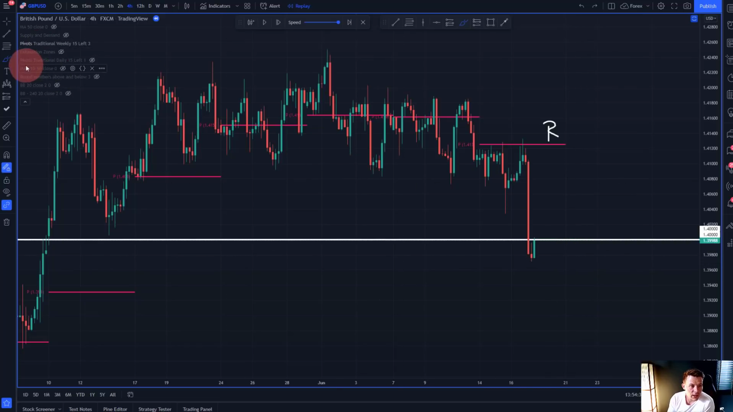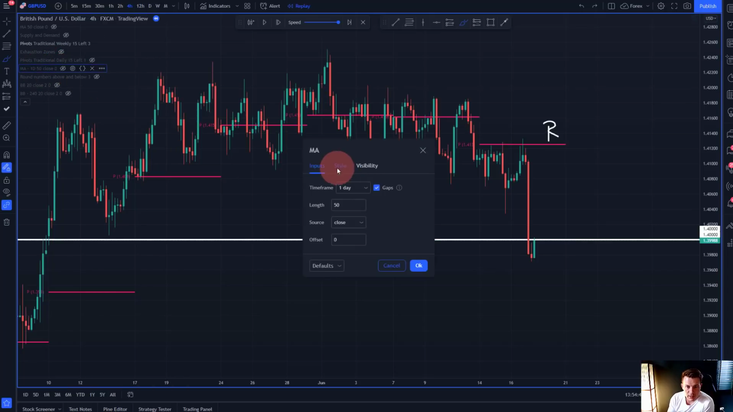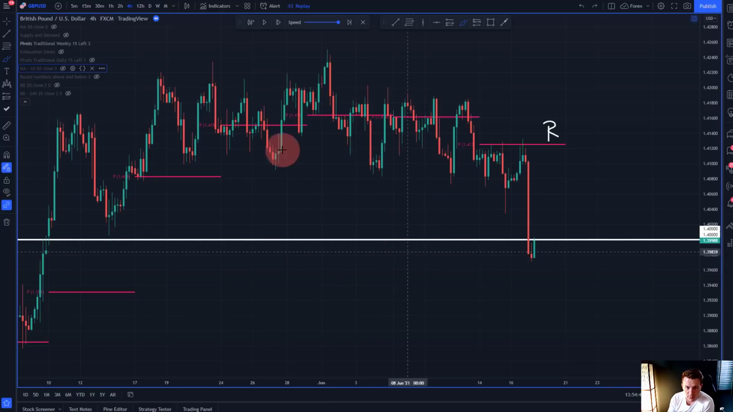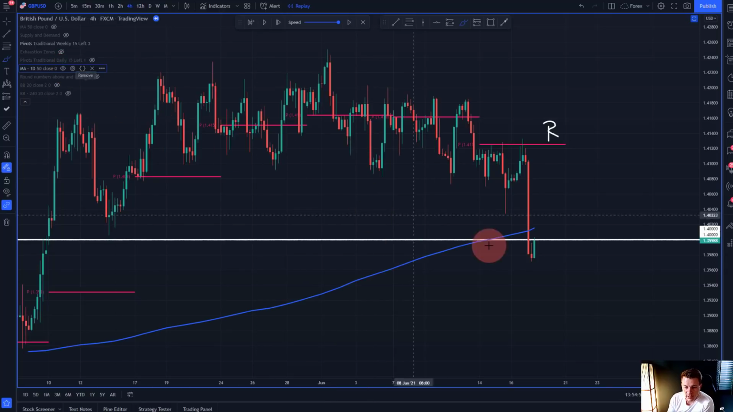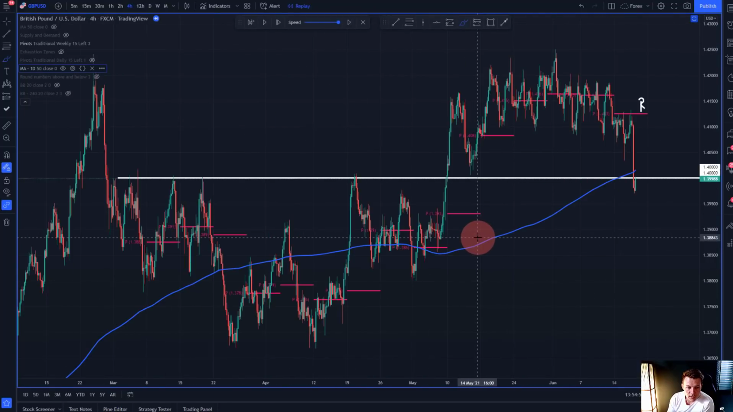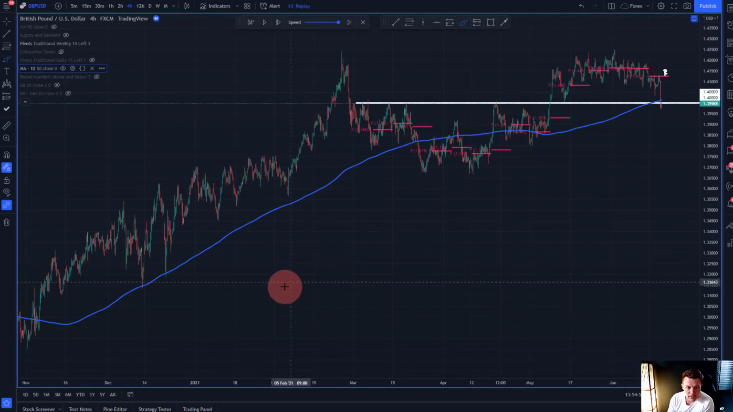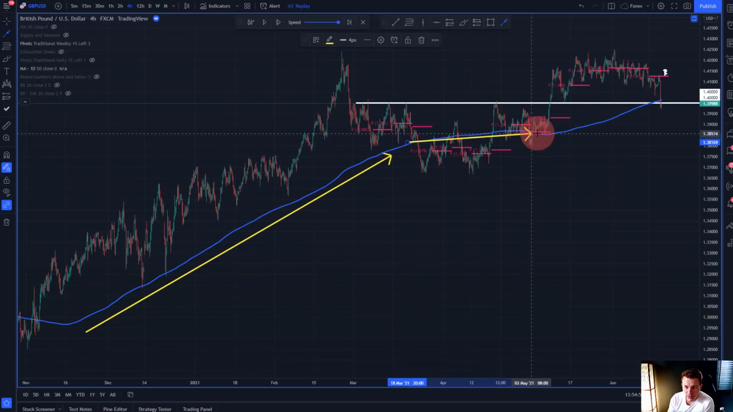We can also, what I like to see is the higher time frame moving average. So I'm using here the moving average SMA, and you can set the time frame to daily, 1 day, and 50 period is a good one. So let's turn it on, and we can see that whereas previously the market has been trading above it, here was more of a range, then we have trading above it again.